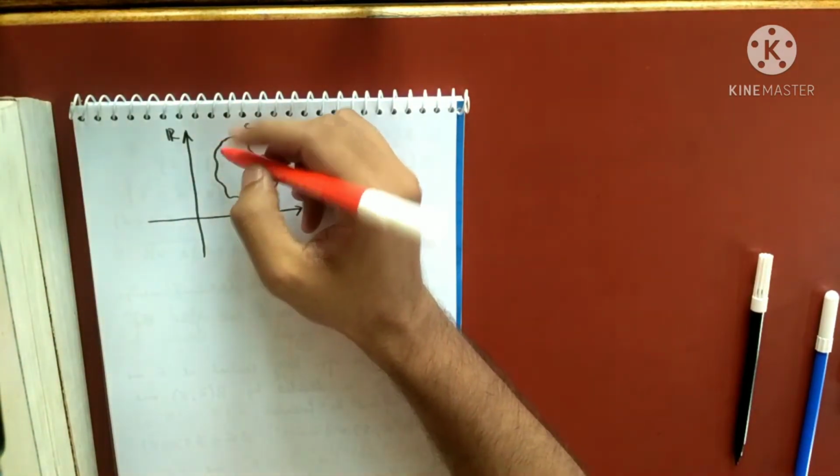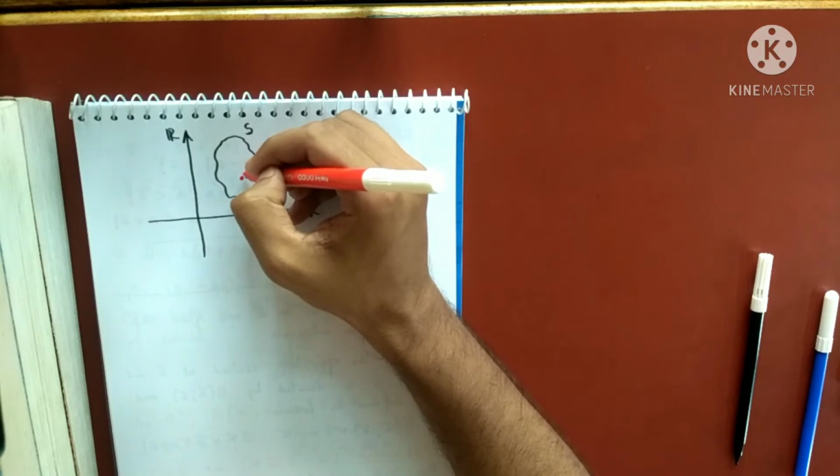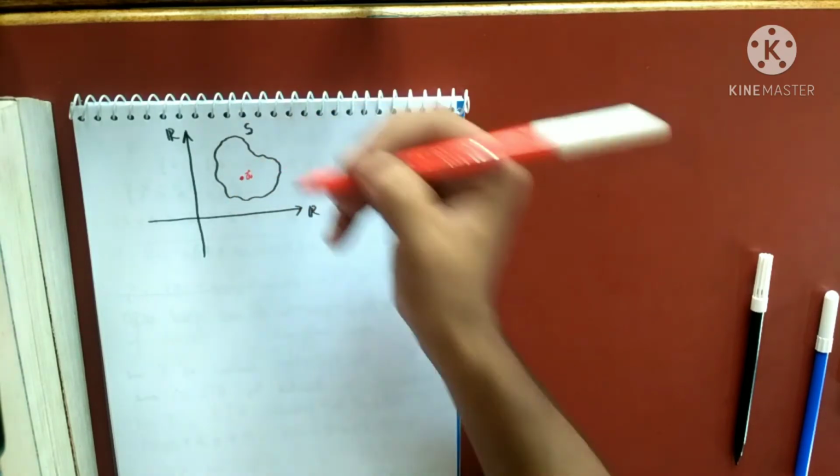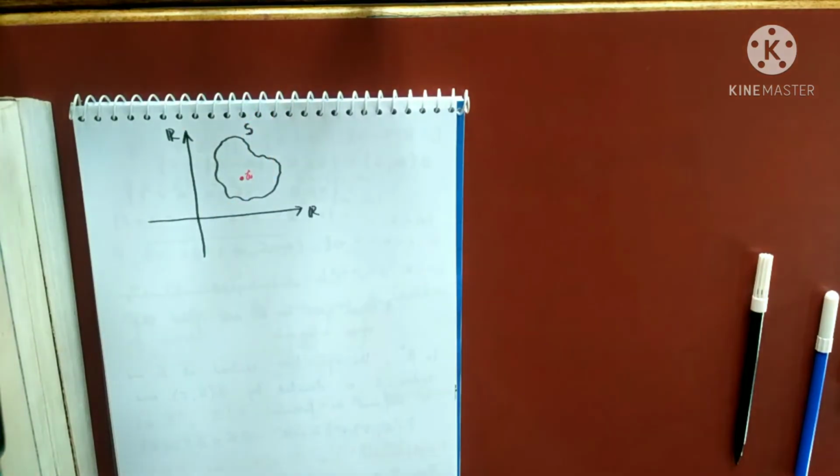Take any point inside set S, this point I'm talking about. Suppose this is A. Suppose I ask you, is S a neighborhood of A? What is your answer? Let's see.